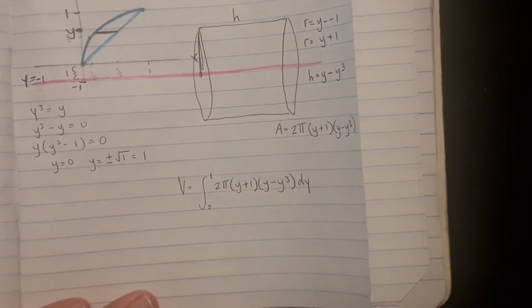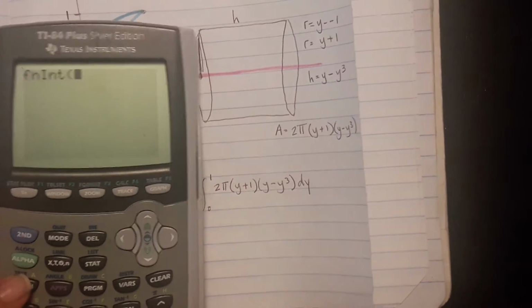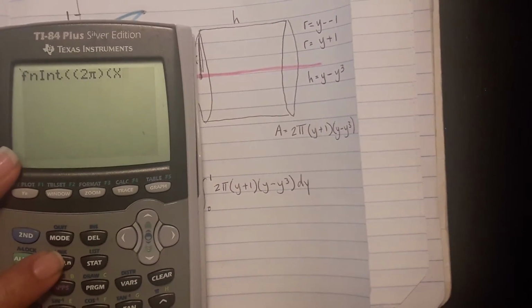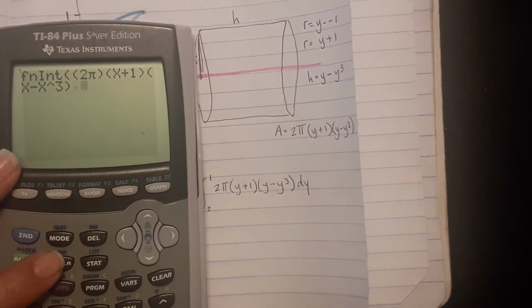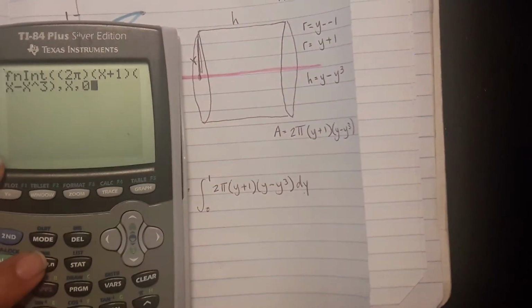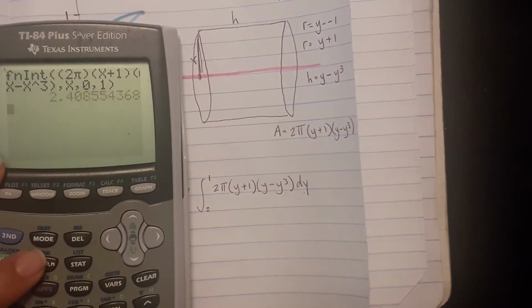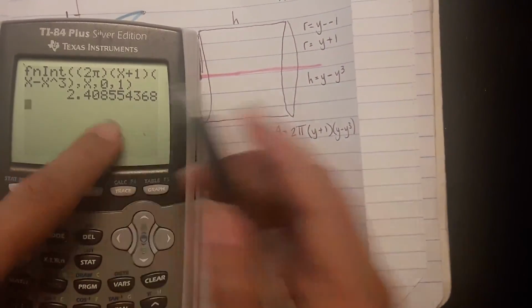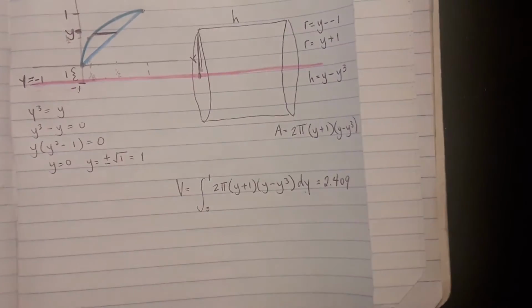So let's use the calculator again. Again, math 9 is your friend, math 9. And then the functions in parentheses, so 2 pi in parentheses, then y plus 1 in parentheses, then y minus y cubed in parentheses. But because we don't have y, we're going to use x. So because we're using x, we're going to put it with respect to x. Then the interval is from 0 to 1, separated by commas. Don't forget to close it. So to the nearest 3 decimal places it's 2.409, because that 5 is going to make the 8 go up by 1.